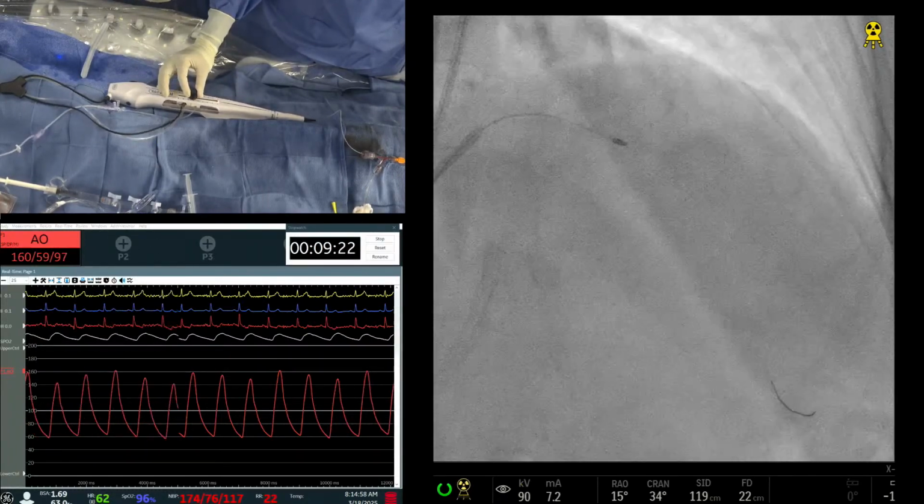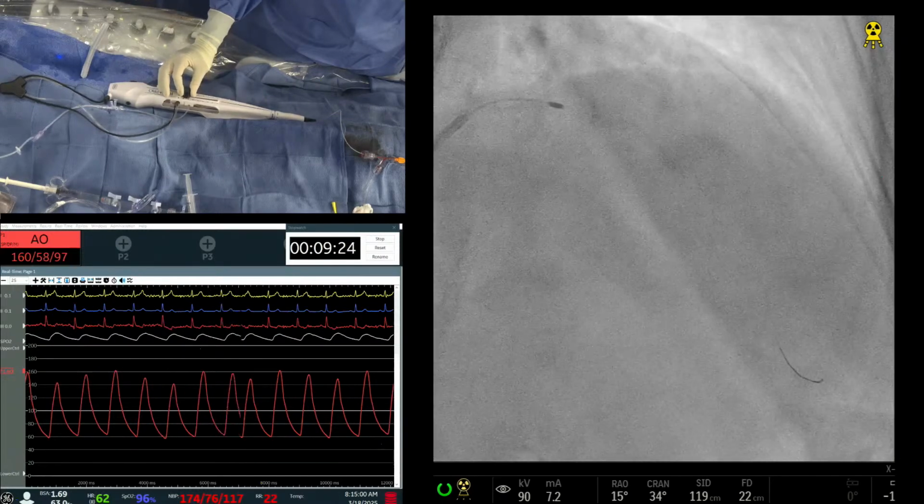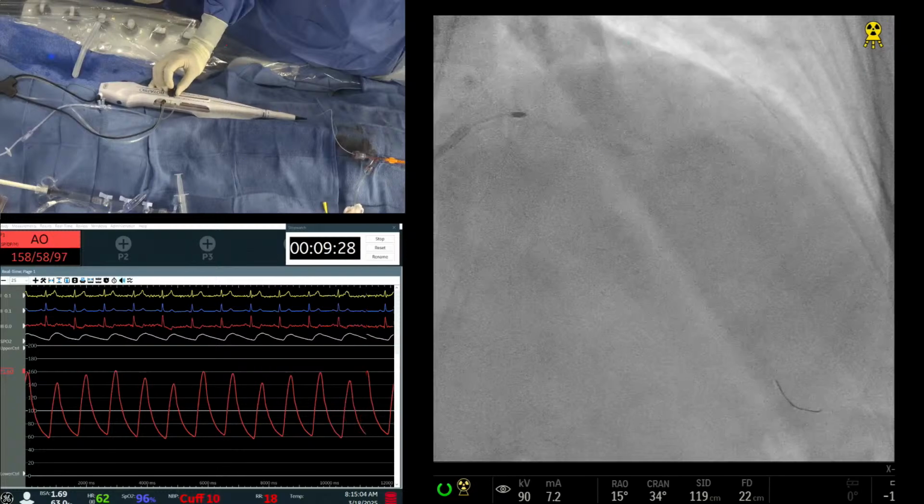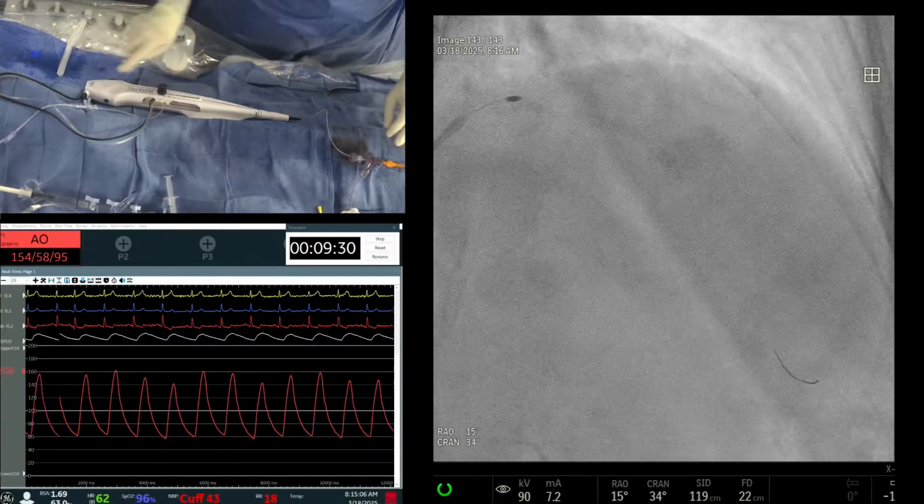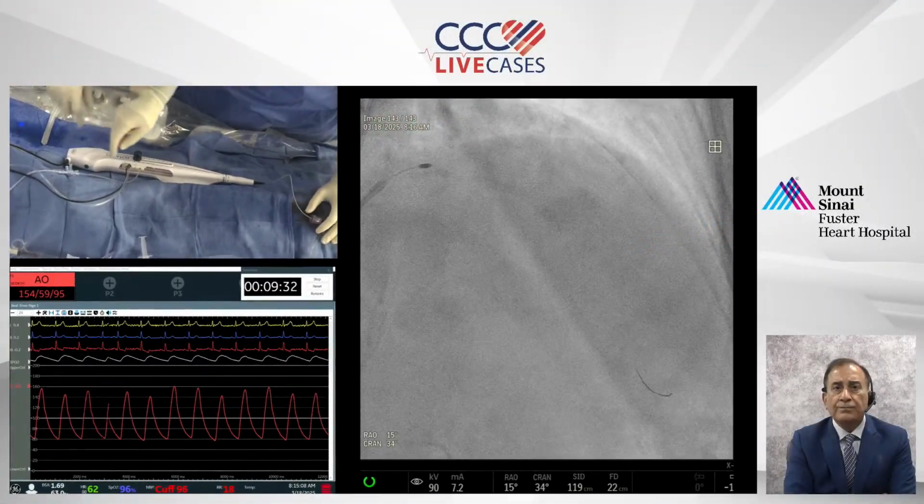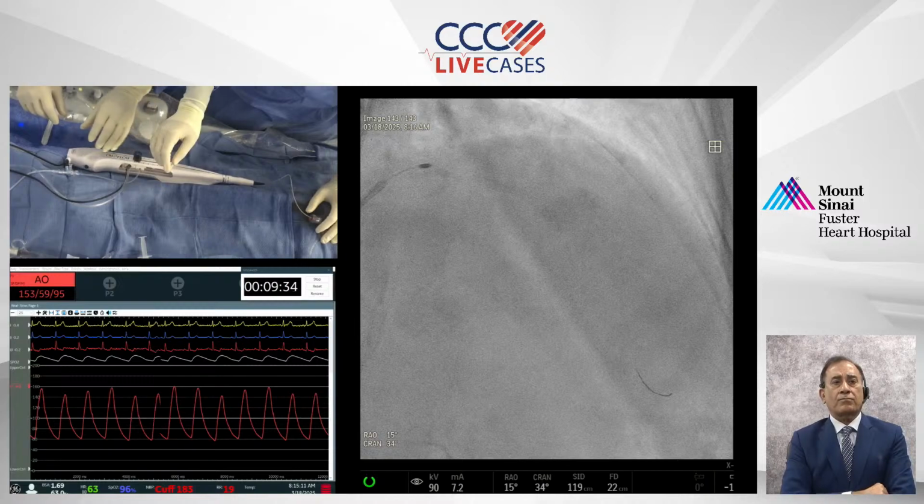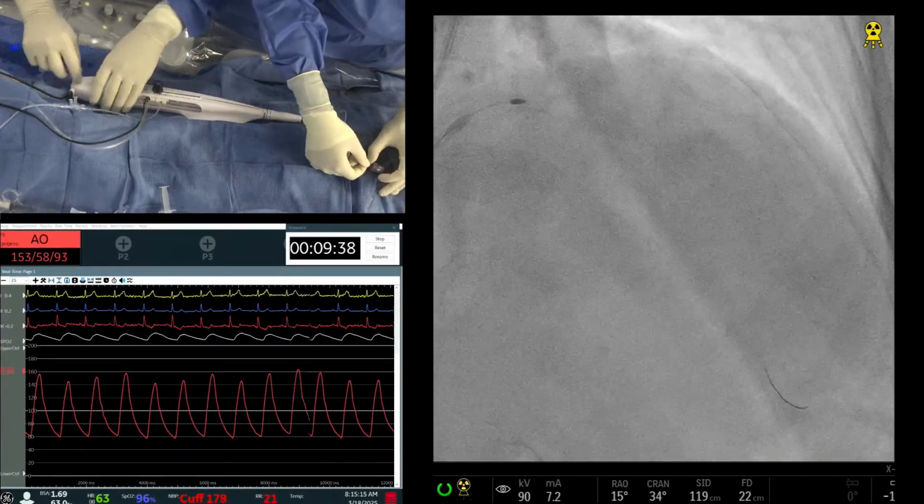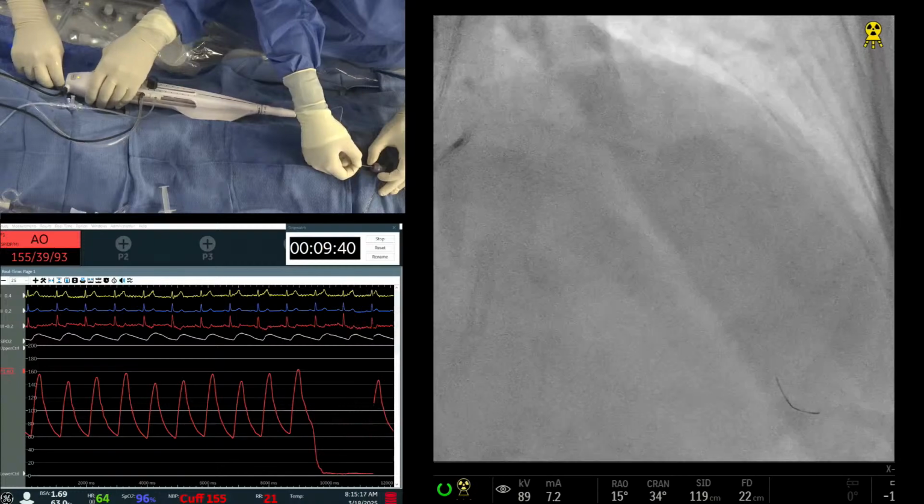Very stable hemodynamics. Another question here is no pacer. Bring it backwards. In this case, RCA is dominant. I want the burr to come back in the left main. Okay, good.